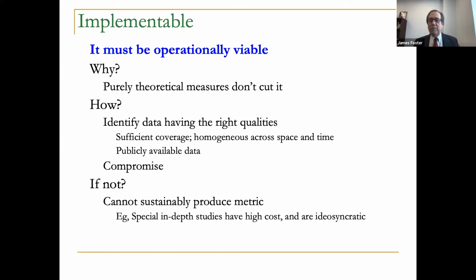Otherwise, lots and lots of desiderata or characteristics won't be possible. And very often you actually have to compromise. You don't put down an index that's, oh, I hope I can do that, right? This ensures that it is available now, and you're going to have to cut through some of your desires, what you want in this index. You just got to compromise. And if you don't do it, then you can't sustainably produce a metric. Special in-depth studies could be the basis of the metric, but they have high cost and are idiosyncratic. They can lead to all kinds of non-robustness problems.